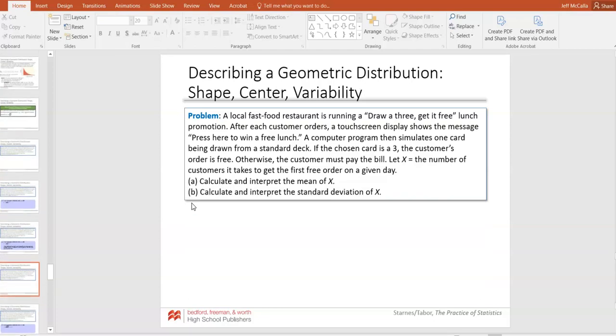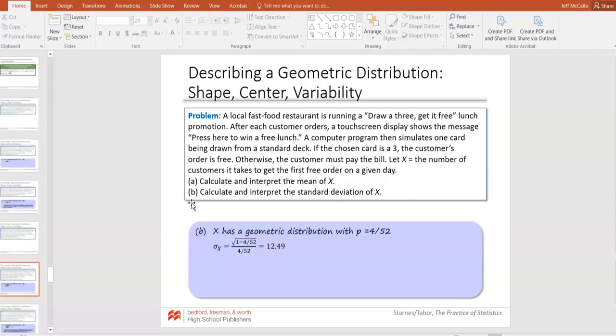What's the formula for standard deviation for geometric? I think it's square root of q divided by p. So square root of 6/7 divided by 1/7, essentially.